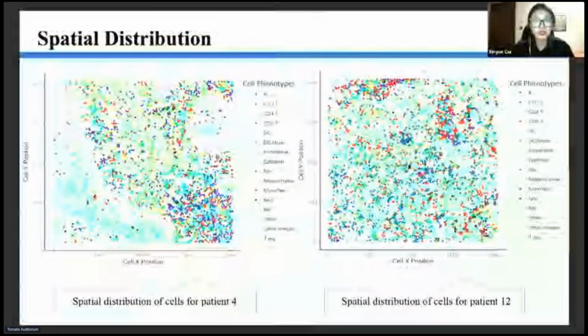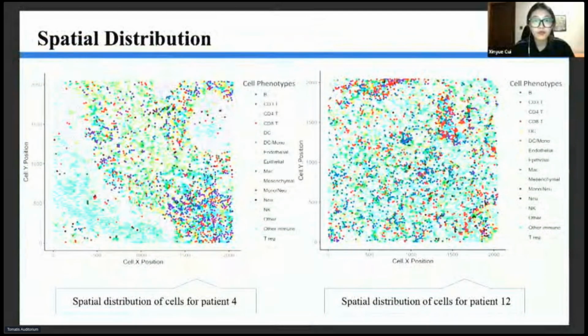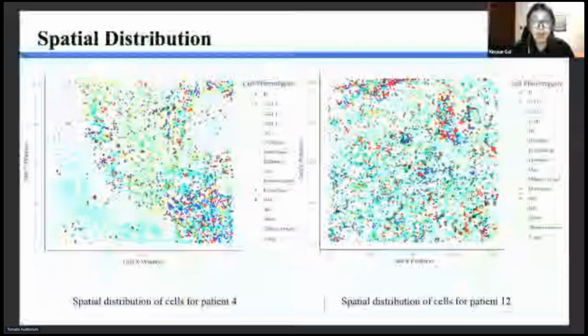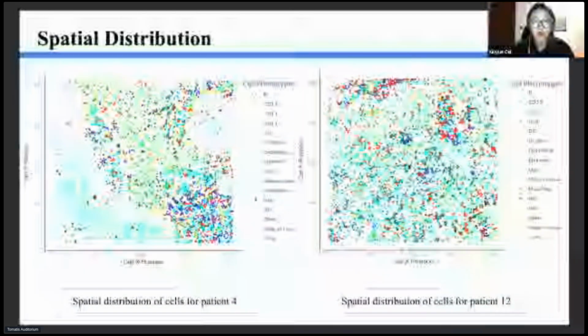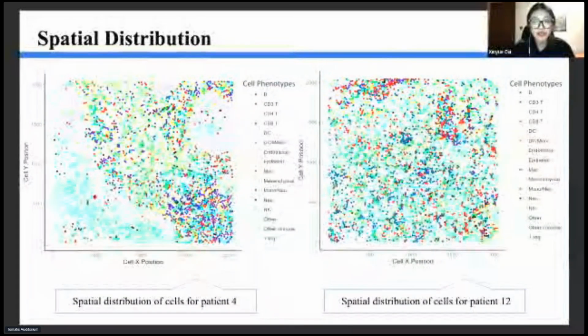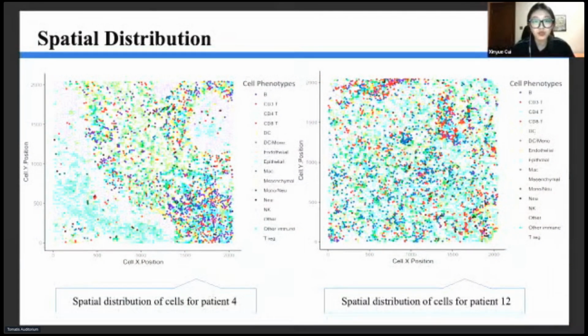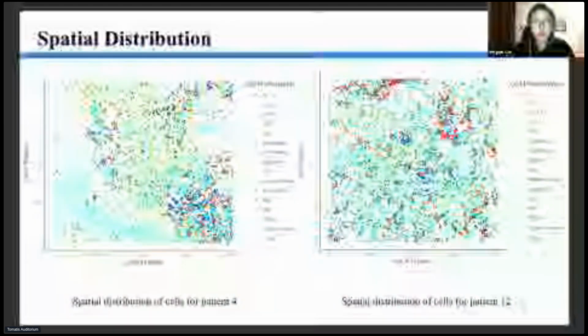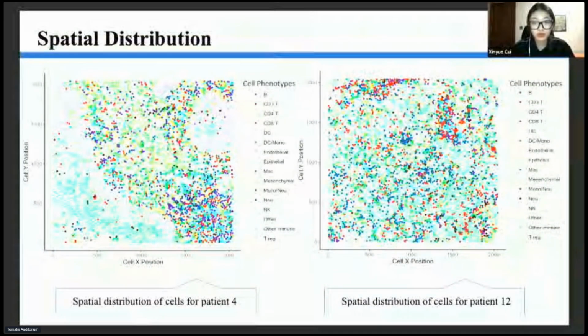Incorporate spatial data. I have mapped out two samples, patient 4 and patient 12. Different colors represent different cell types, and with 16 cell types, the diagram becomes very complex and really hard to interpret. So hence we look for smaller or more perceptual partitions.